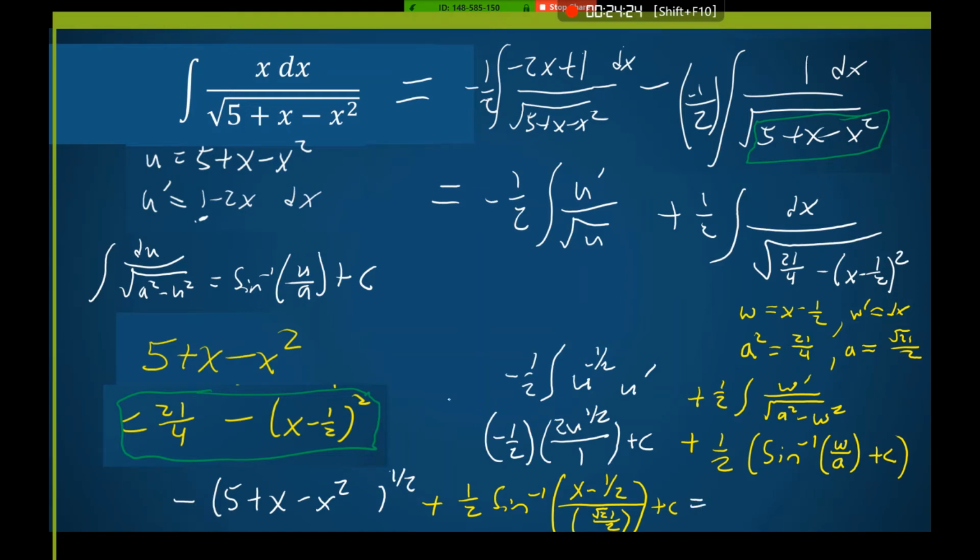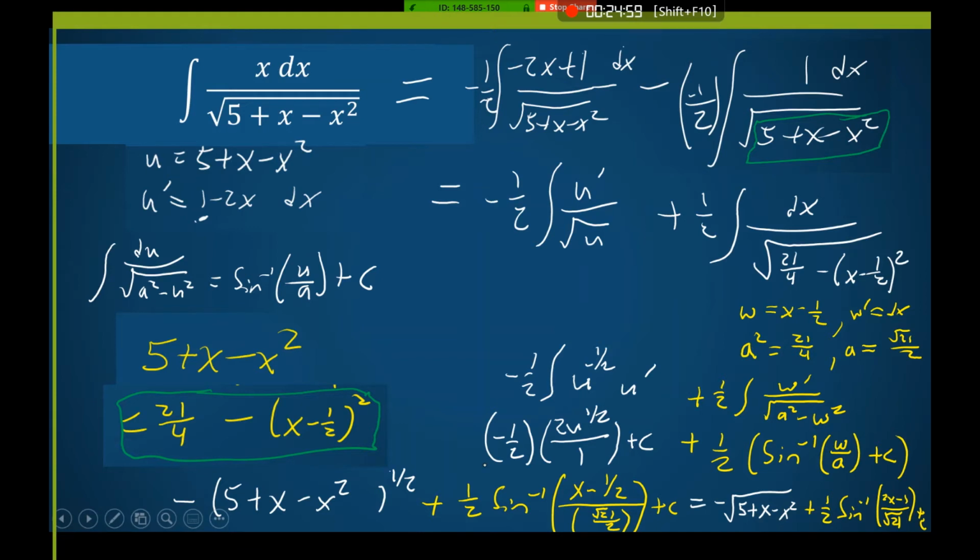This 1/2 is a square root, so this is negative root 5 plus x minus x squared. And then in yellow, plus 1/2 times the arc sine of 2x minus 1 over the square root of 21 plus c.